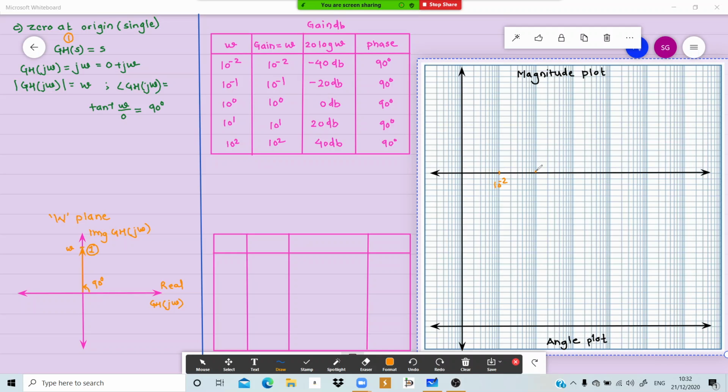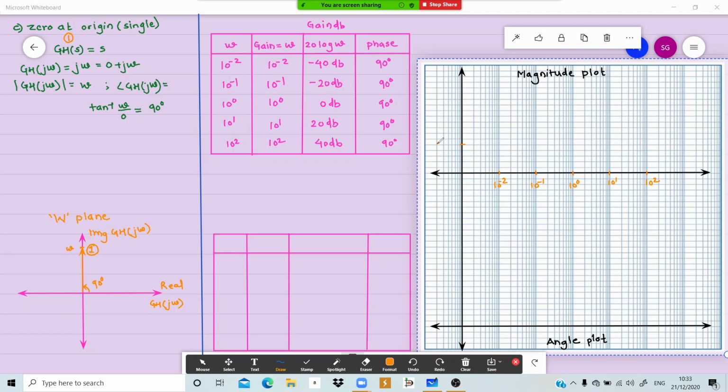10 raised to -1, 10 raised to 0, 10 raised to 1 and 10 raised to 2. Fine. And because we are in the range of plus 40 to minus 40, we'll make the partition 1, 2, 3, 4, 5.